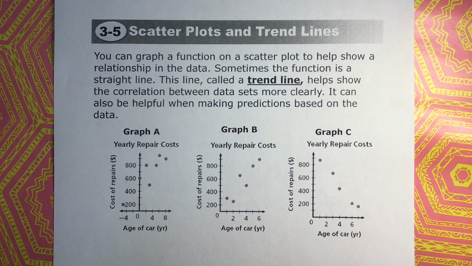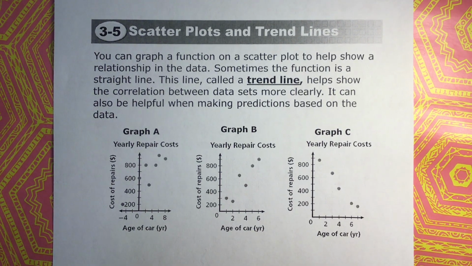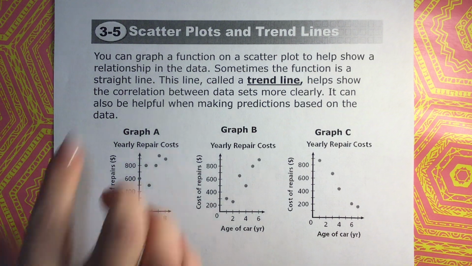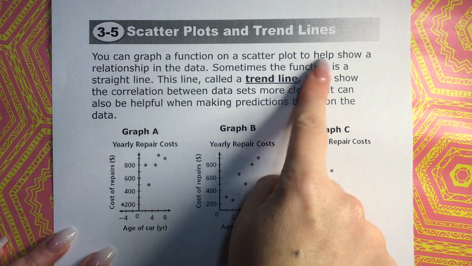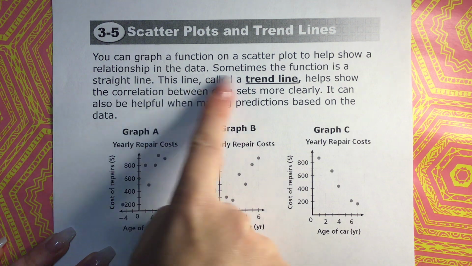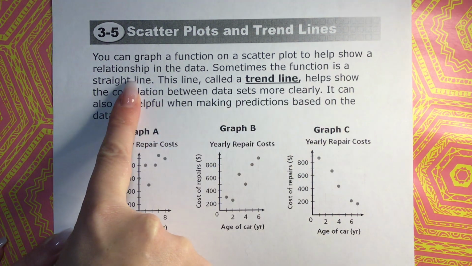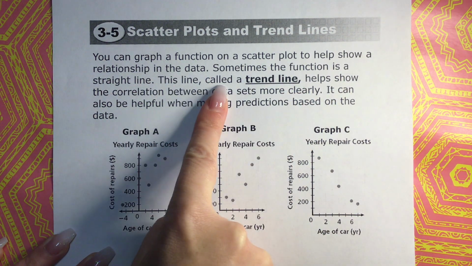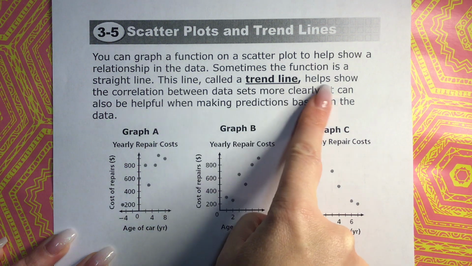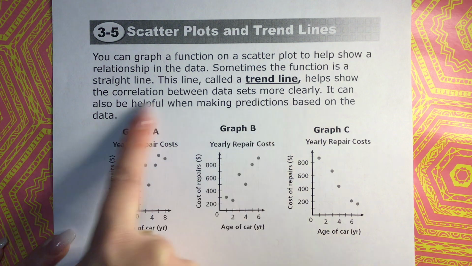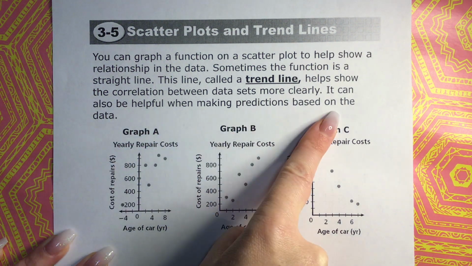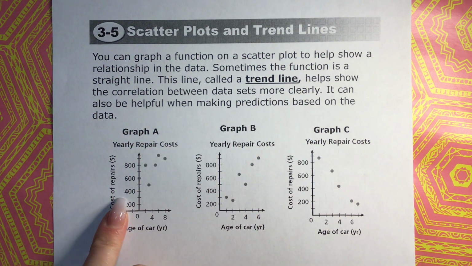Alright, everyone, we are back for example 5. So you can graph a function on a scatter plot to help show a relationship in the data. Sometimes the function is a straight line. This line is called a trend line, and that helps show the correlation between data sets more clearly. It can also be helpful when making predictions based on the data.